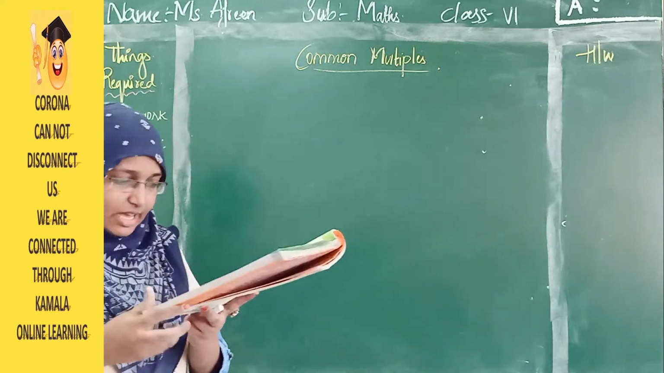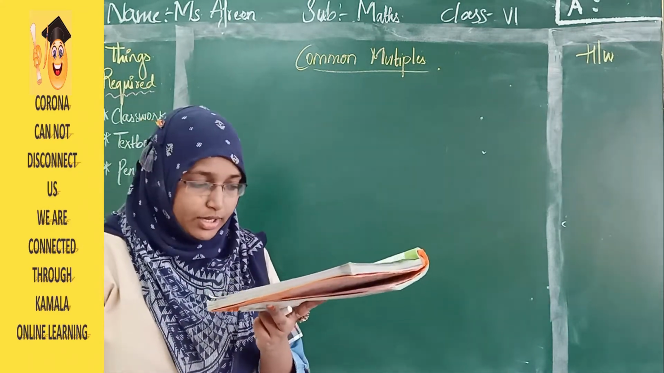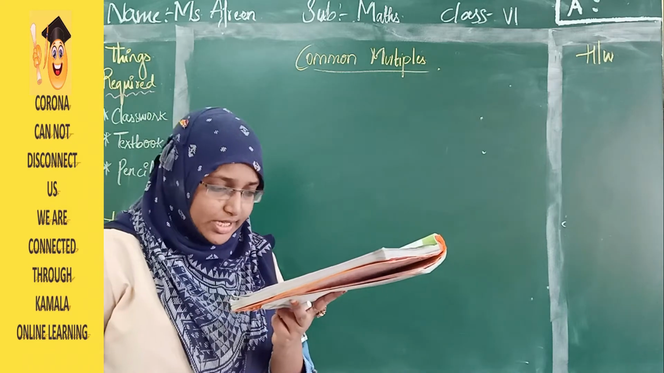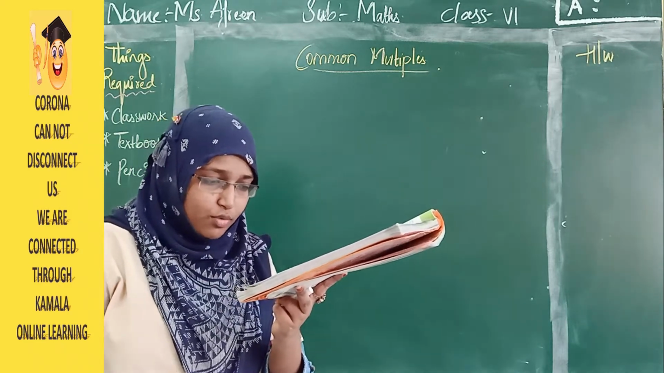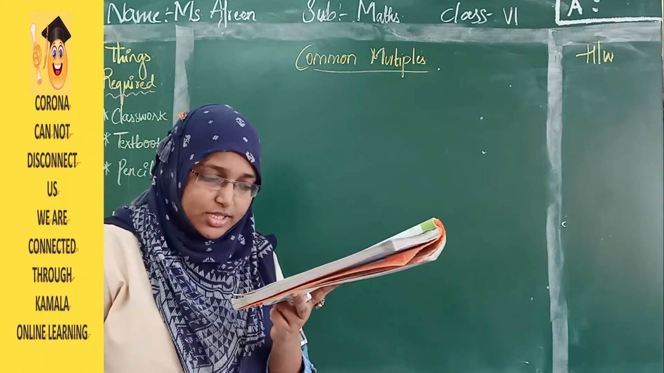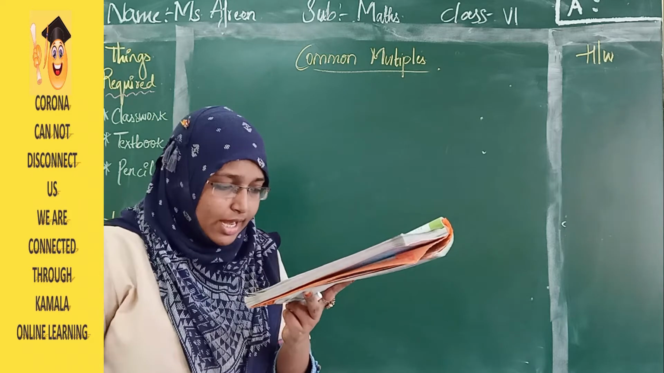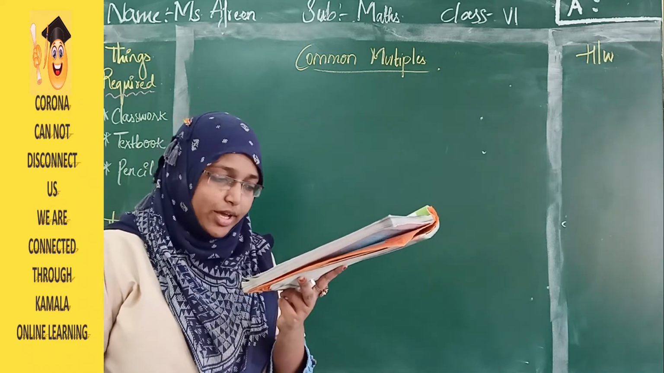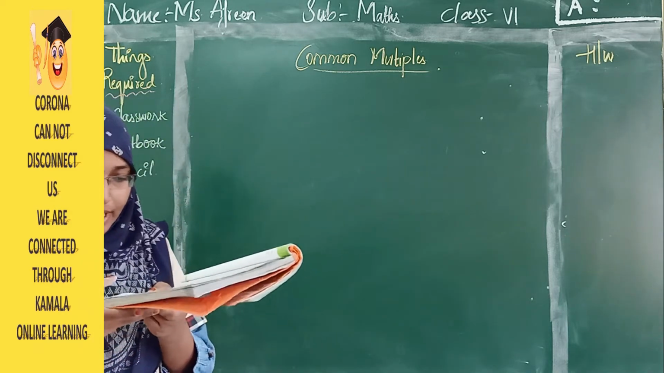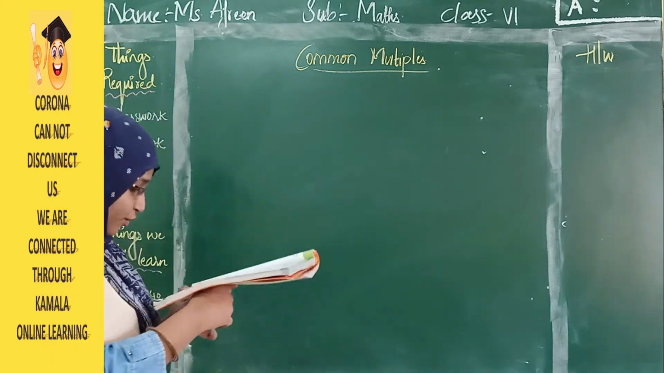See here, I have given some examples on page number 39, please look in your book. The multiples of 4 and 6: what are the multiples of 4? 4, 8, 12, 16, 20, 24, 28, 32, 36 and so on. Then the same for 6: 6, 12, 18, 24 and so on. So the common multiples of both 4 and 6.